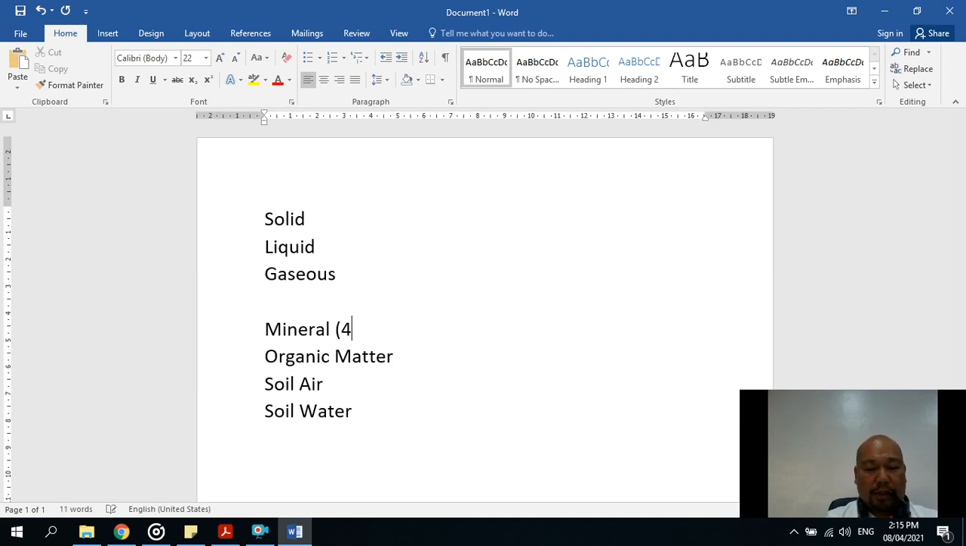Mineral matter is 45%. Organic matter is around 5%. Soil air is about 25%. Of course, that will depend on the amount of moisture present at that particular time, so this is very variable. Mineral and organic matter are our solid part. The liquid part, of course, is soil water. The gaseous part can be both soil air and soil water because sometimes water is in its vapor form. So don't forget that one.